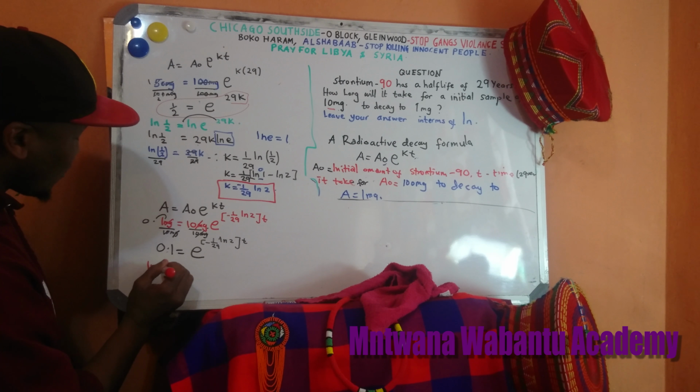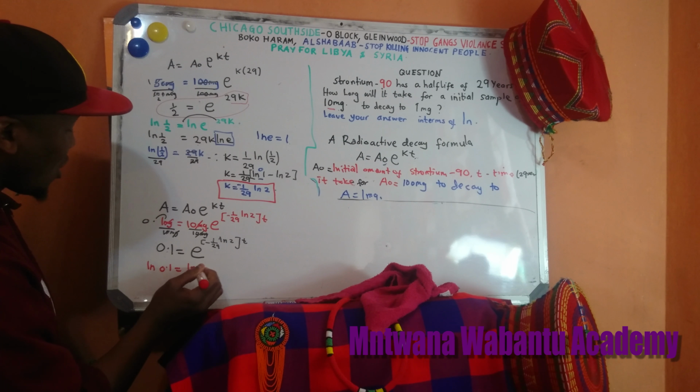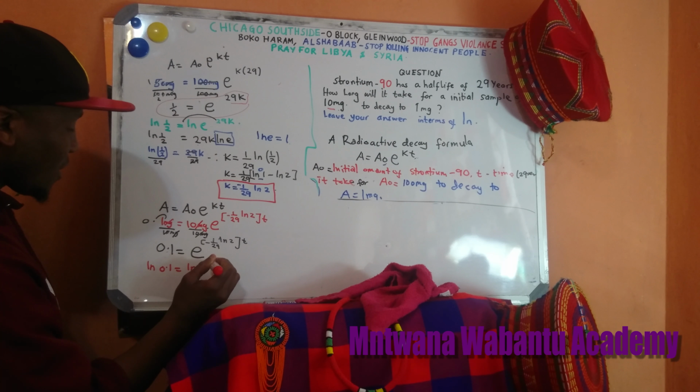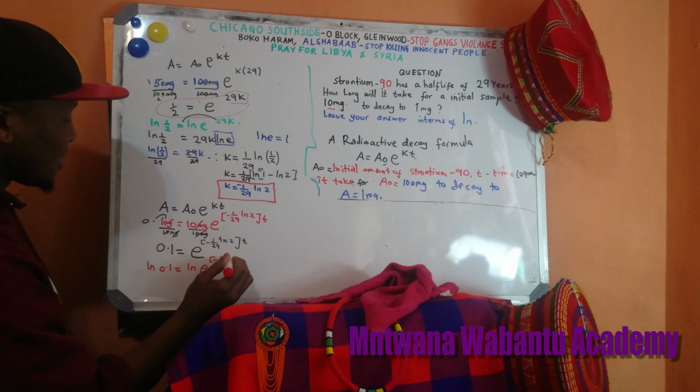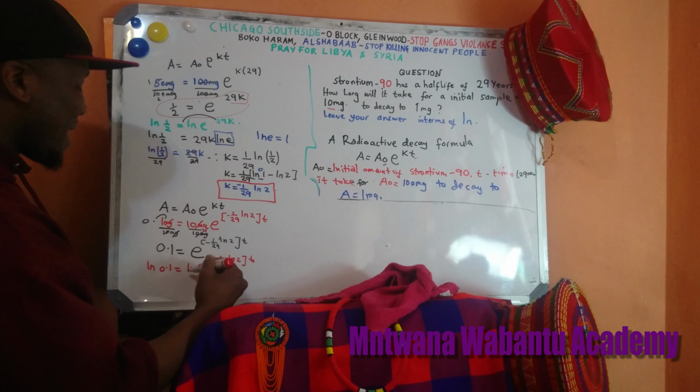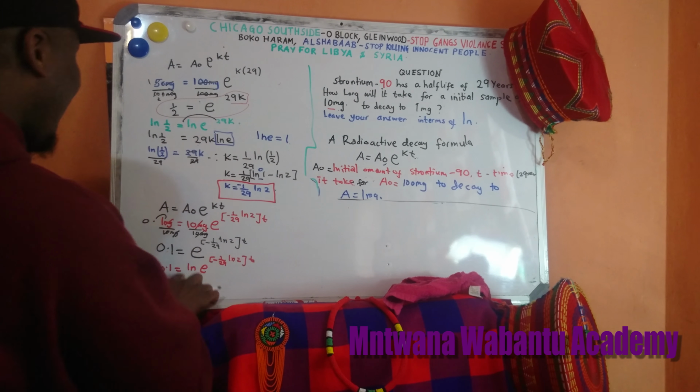So I would say ln of 0.1 is equal to ln of e to the negative 1 over 29 ln of 2 times T. And I will take all this power in front of the ln.